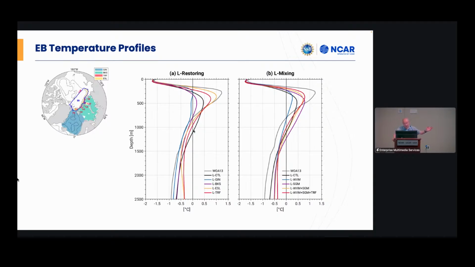Then we did combination. In the interest of time, you can just look at the red line that actually includes both reduced vertical mixing, reduced GM, and trough restoring. Then I think we can actually capture it better. So trough restoring seems to be one of the key things here.